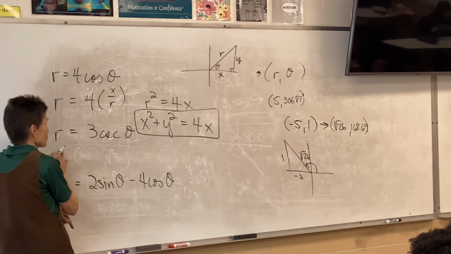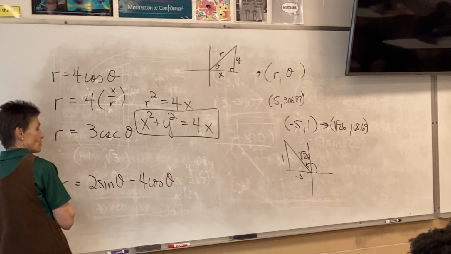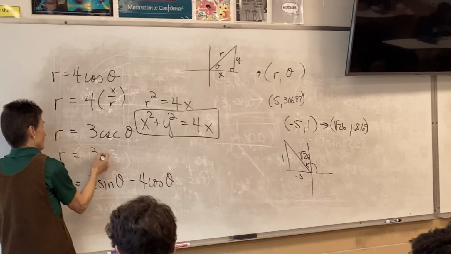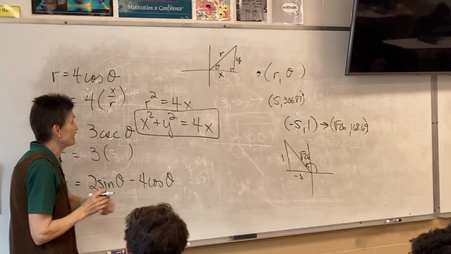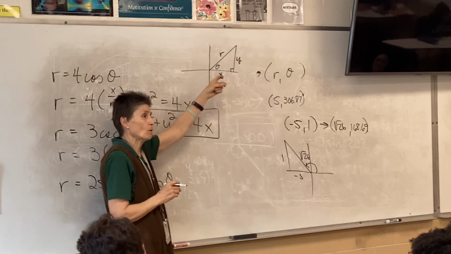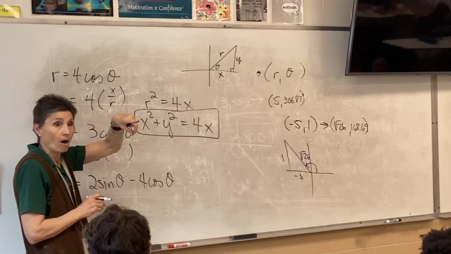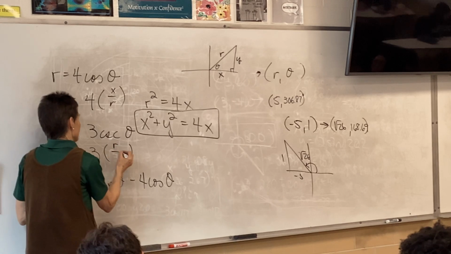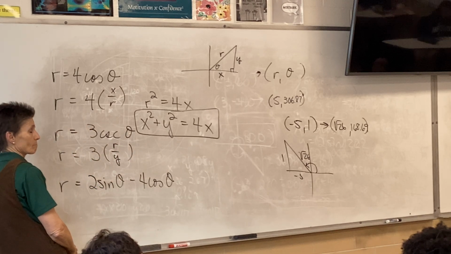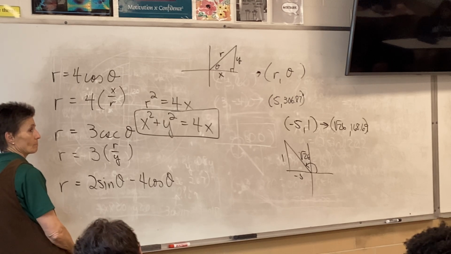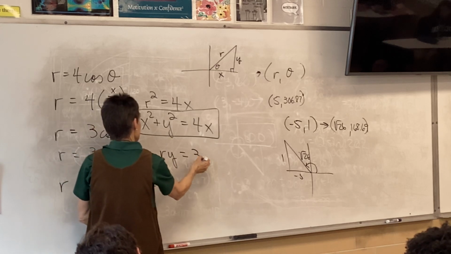Okay, let's do the next one. Do exactly what we did up here. What are you going to do first? What's cosecant in terms of your memorized things, or look at the triangle? Cosecant is r over y. Now what? Get rid of the fraction. So ry equals 3r.